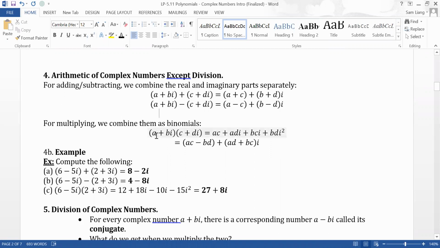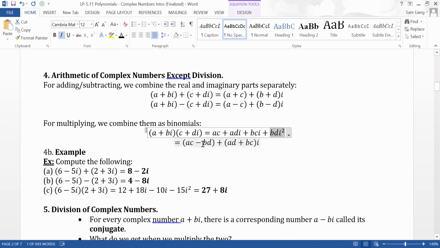Okay, so for a + bi times c + di, we have a times c, plus a times di, which is adi, and then bi times c, which is bci, and then lastly bi times di, which is bdi squared. Now, i squared is equal to -1, so this becomes bd times -1. We can combine that with ac, so that becomes ac minus bd, again because i squared is -1.